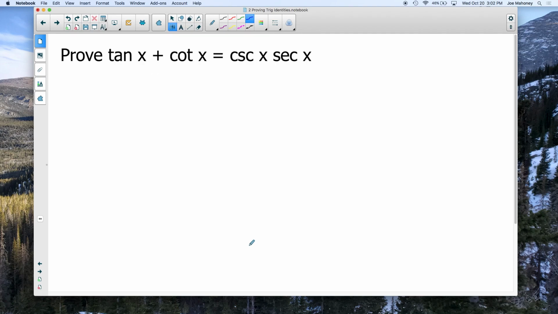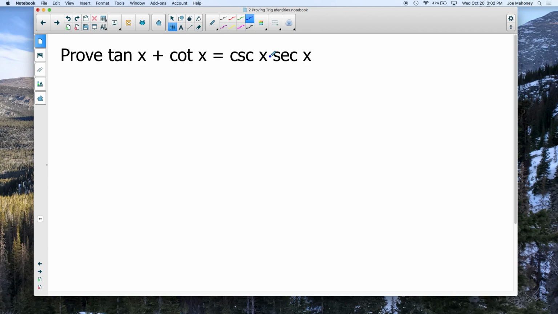So let's start off with one. Let's prove that if you have some value for x, and you plug it in, the tangent of that value plus the cotangent of that value is going to equal the cosecant of the value times the secant of the value. Please note that there is an implied multiplication right there. So the rule is we have to work one side only. I'm going to start working on the left side, and I'll talk to you at the end about working on the right side.